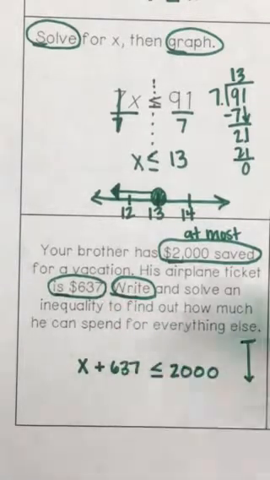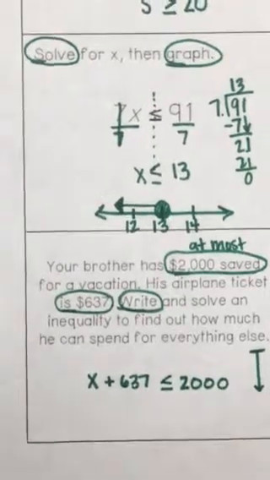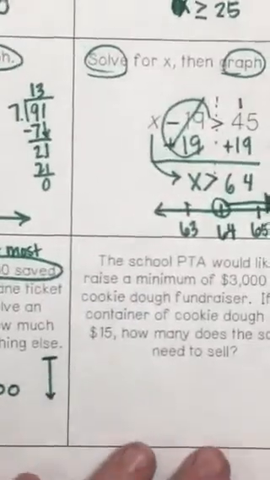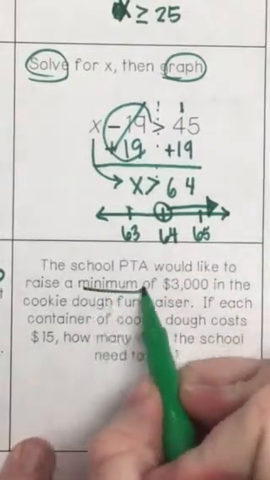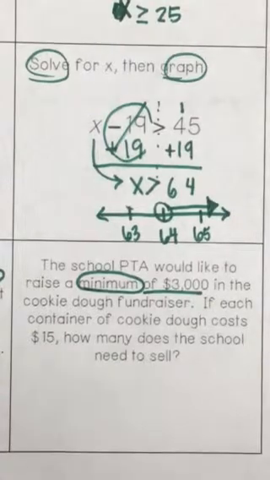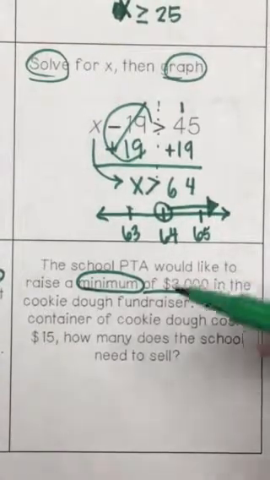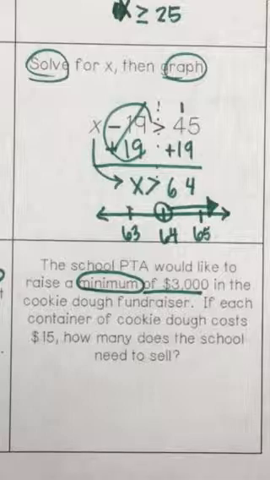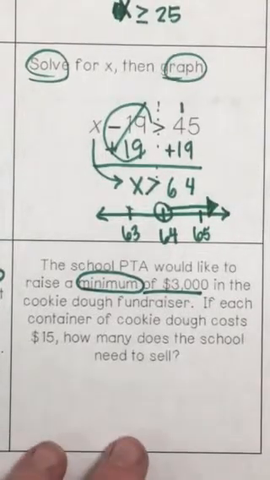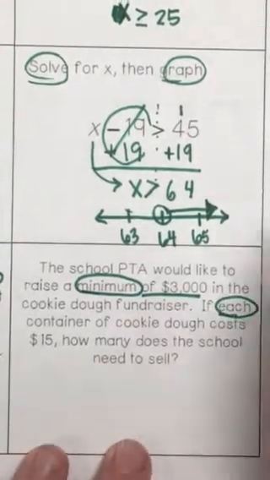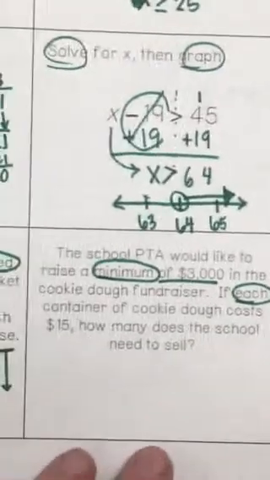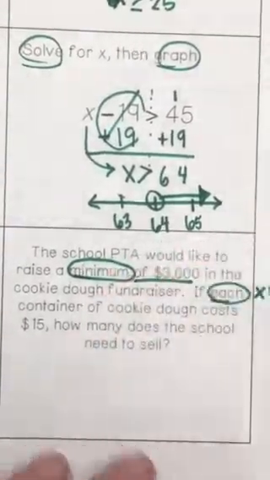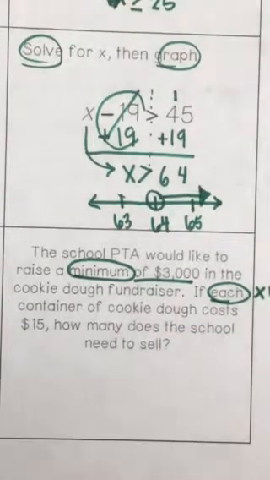Now that we have the inequality, you should be able to solve it. The next question says the school PTA would like to raise a minimum of $3,000. I already know that minimum of $3,000 is going to be important in my situation. In the cookie dough fundraiser, each container of cookie dough costs $15. That's a big important word right there, each, because that tells me I'm going to be multiplying. So I'm going to be multiplying by X. Each container costs $15, so how many does the school need to sell?